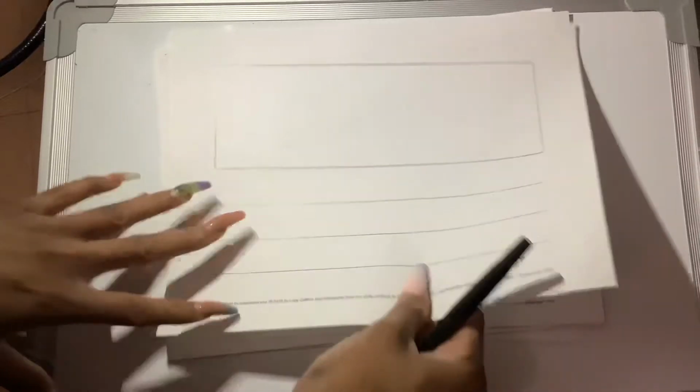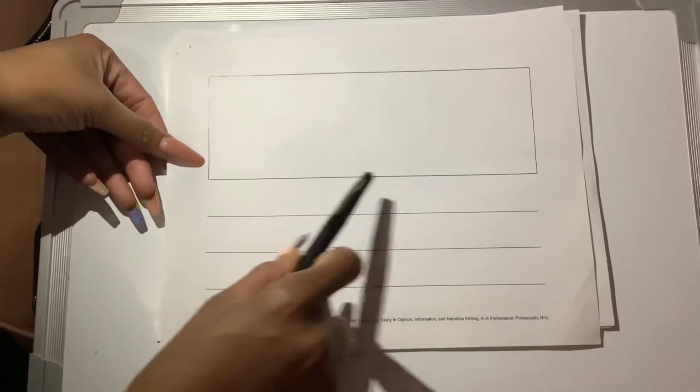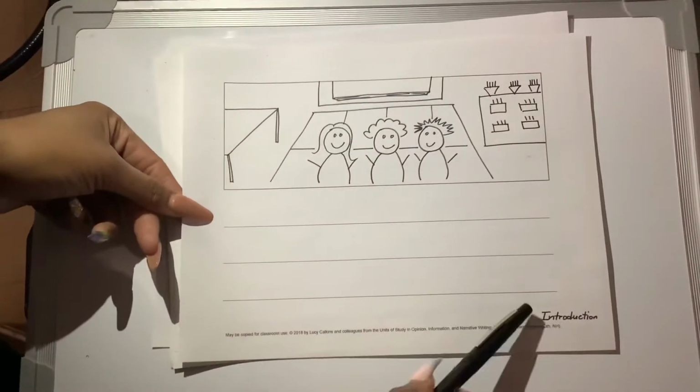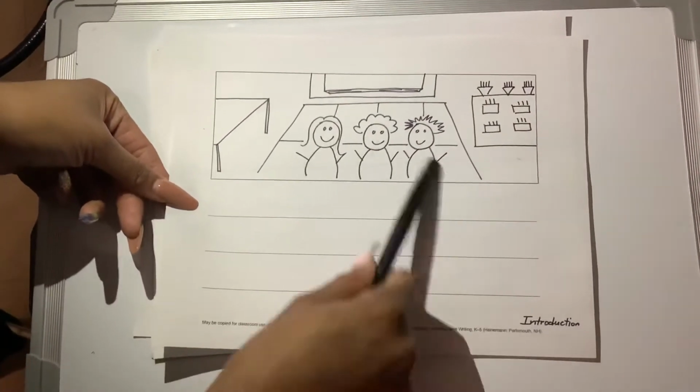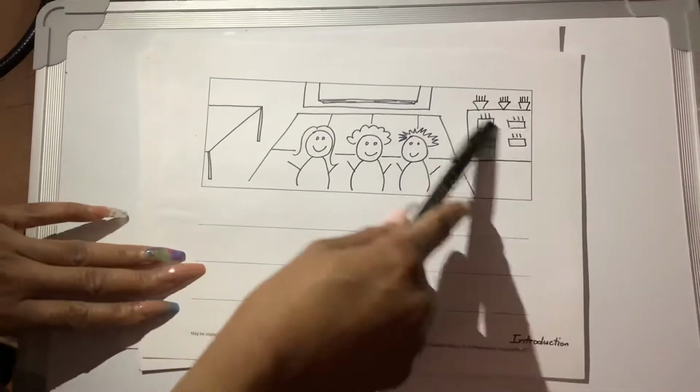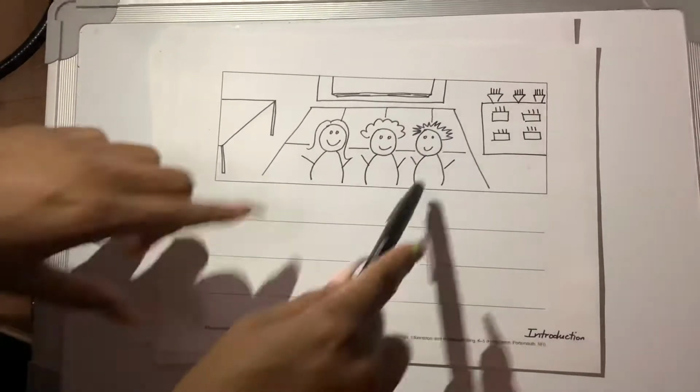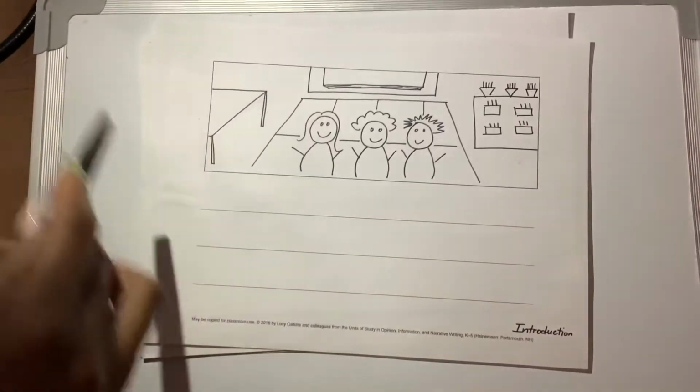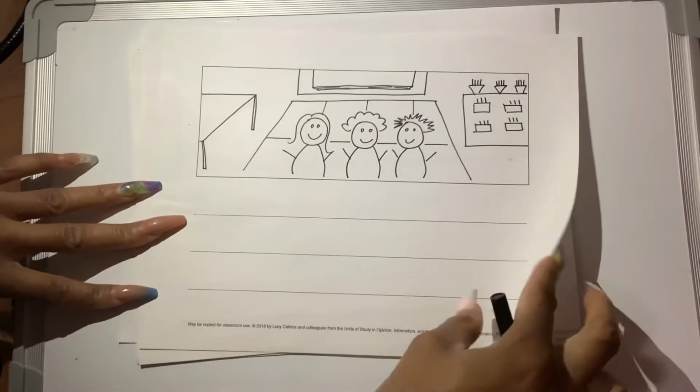We have been working on our introduction. So on my introduction page, I was thinking that I can draw you guys in the classroom and I can write, I will teach you all about the classroom. My introduction. And this is the classroom. These are the students, that's you guys. The library, the smartboard in the back. You guys are on the rug. And there is the table from the cover page.